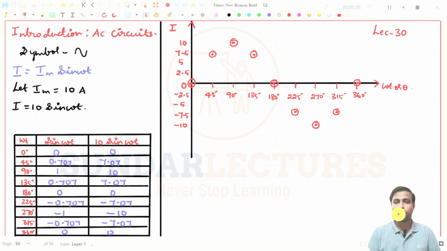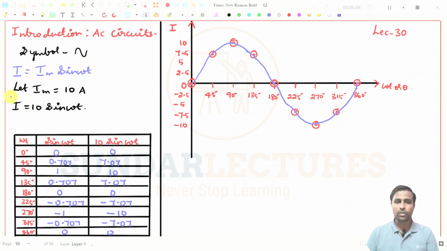So if I want to connect all these points, what will I get? See, I am connecting all these points. See, it is nicely coming, right? Nicely it is coming like a sine wave. This is how we are actually getting the sine wave. So this is the symbol of sine wave. That is why I have drawn this one. We always see a sine wave like this.